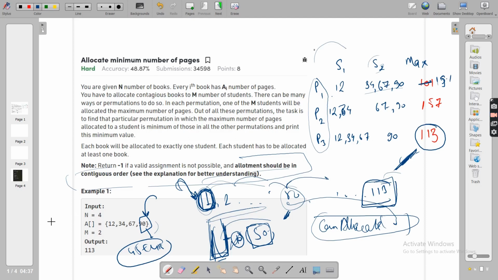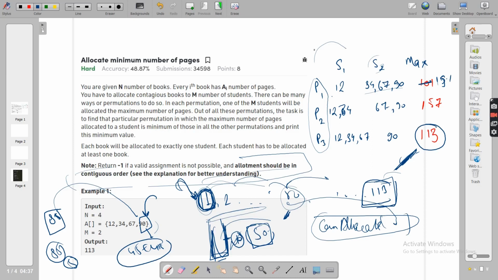So if you keep the range as 85, if you are saying that I'll not give any student more than 85 pages, then how is it possible that some student will get 90? No, because 90 you have to give in one lot. You cannot say I'll give one student 85 and there are 5 more. No, you have to give all the 90 pages to one student.